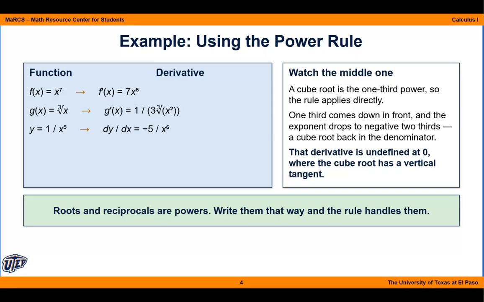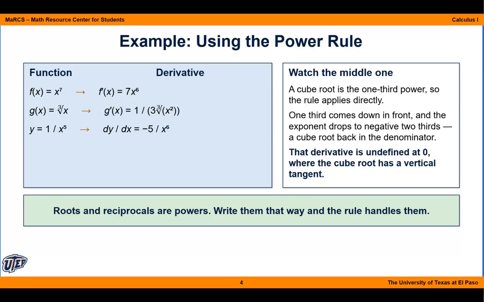For g(x) is equal to the cube root of x, first recognize that the cube root of x is equal to x to the power 1/3. Applying the rule gives g'(x) is equal to 1/3 x to the negative 2/3, which can be written as g'(x) is equal to 1 divided by 3 times the cube root of x squared. This derivative is undefined at x is equal to 0, where the graph has a vertical tangent.